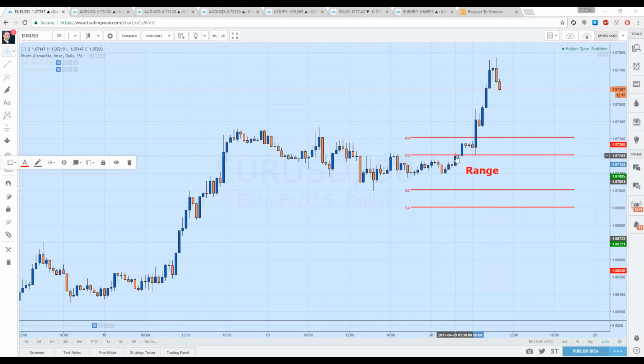A trader looking to sell resistance would have been stopped out at the R4 pivot this morning at 1.0730.